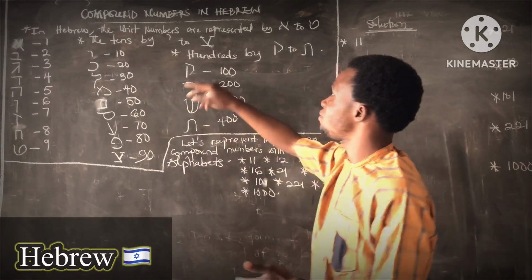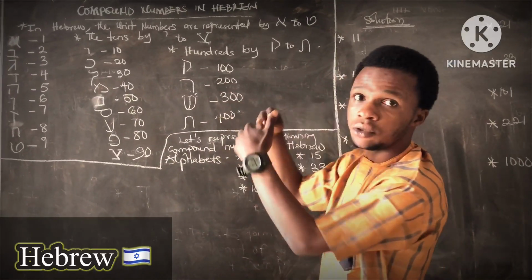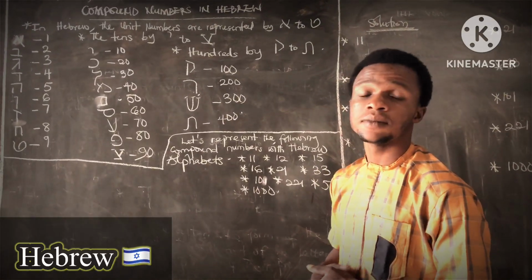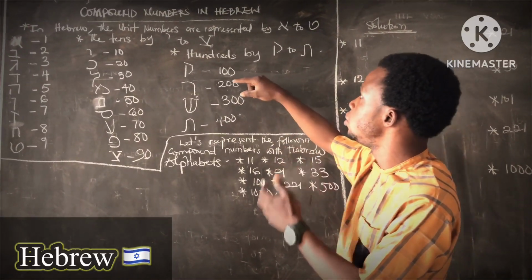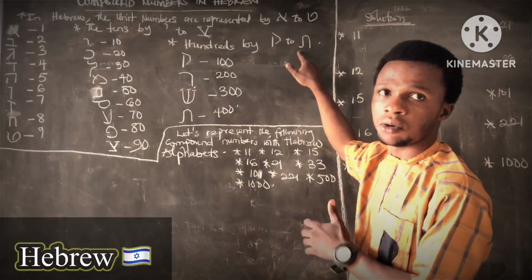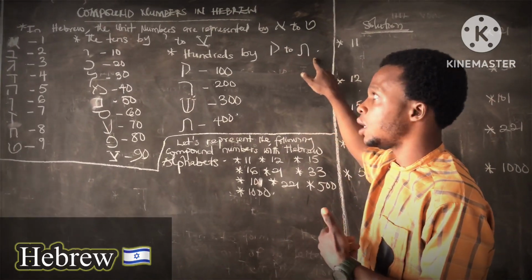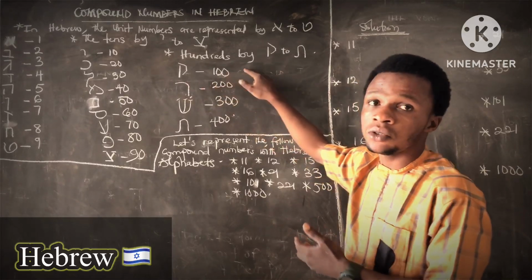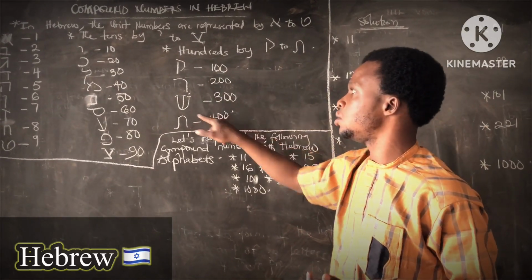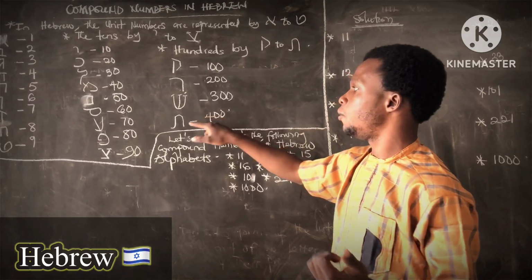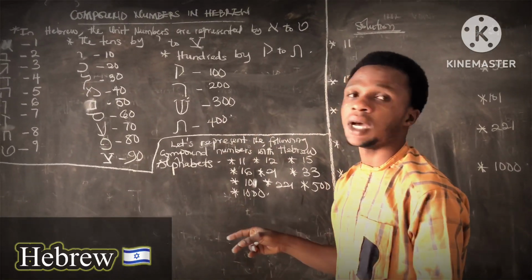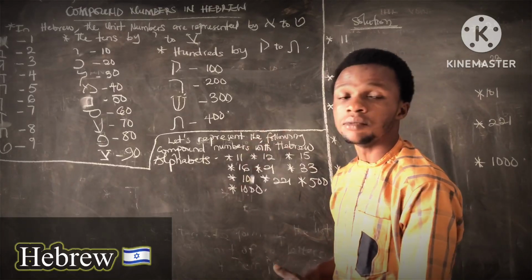We also have hundreds, because those are the three groups of numbers that we have in Hebrew. Hundreds are represented by kof to tav. Kof itself is 100, we have resh as 200, shin as 300, and tav as 400. Those are the whole numbers that we have in Hebrew, represented by Hebrew alphabet.